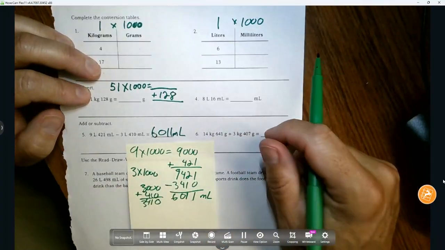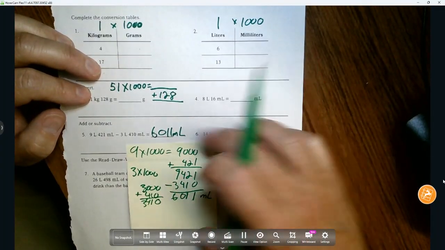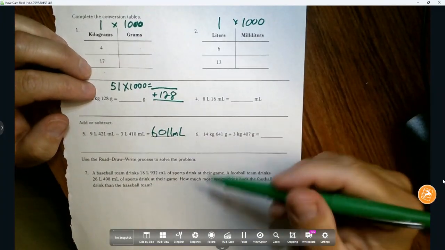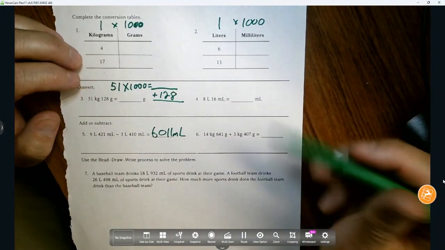My Post-it notes here for another 5, 4, 3, 2, 1. You guys can figure that one out. You got that. All right, I'll read the bottom one to you. I'm not going to do it for you.